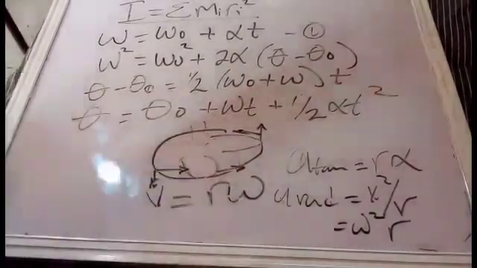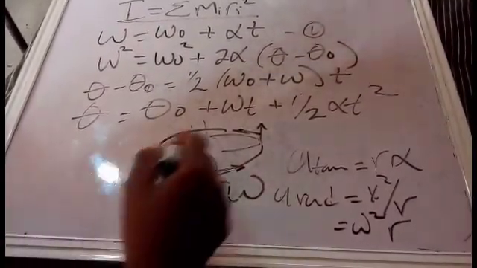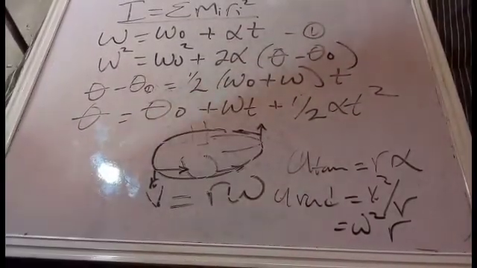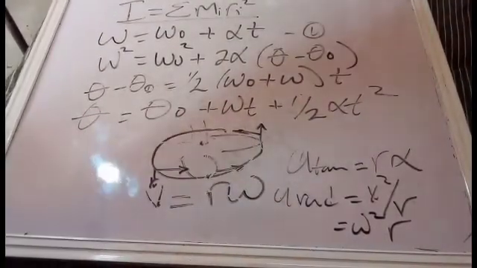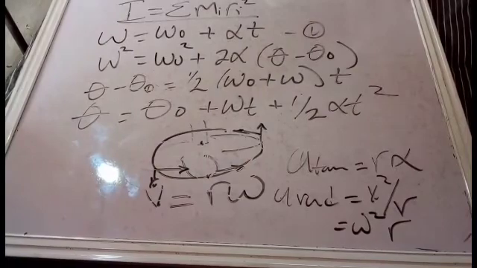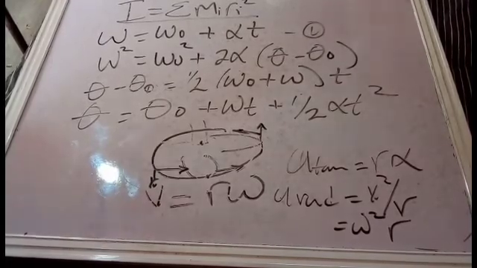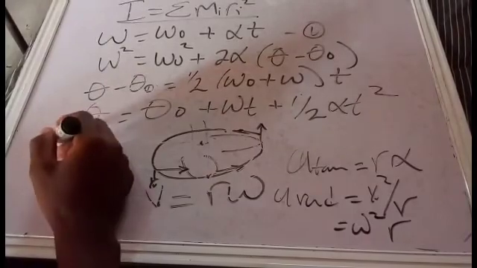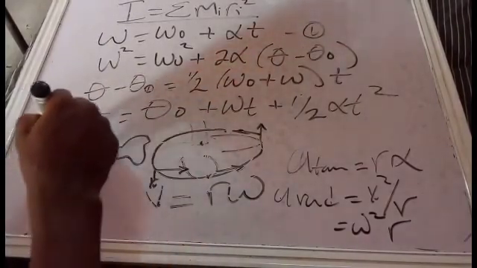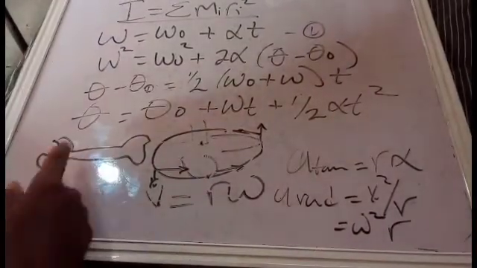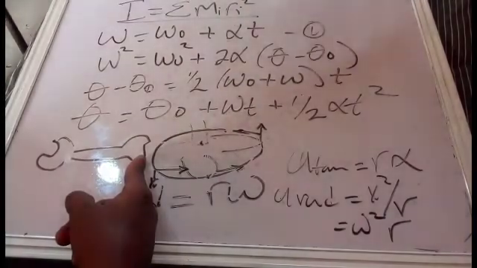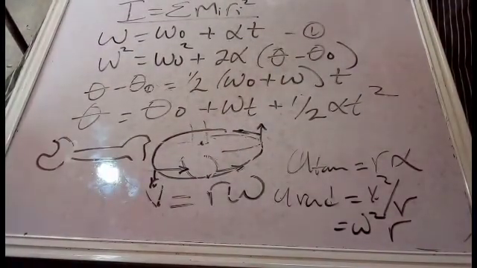Let us talk about this fan. For a body with a given rotational axis, the greater the distance between this point and this point, the greater the moment of inertia. That's why sometimes when you want to screw out a bolt or a nut, your spanner must have a long length. The distance from the point of rotation must be long for you to have a larger moment of inertia. But if it's short, you have a smaller moment of inertia. I would like you to take that note, because you might be asked in your exams.